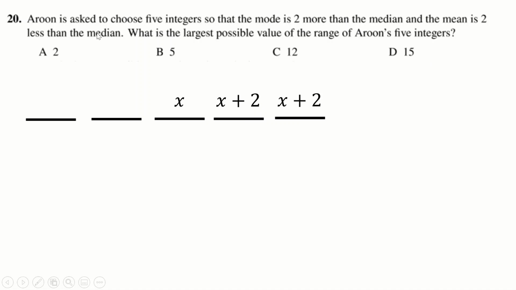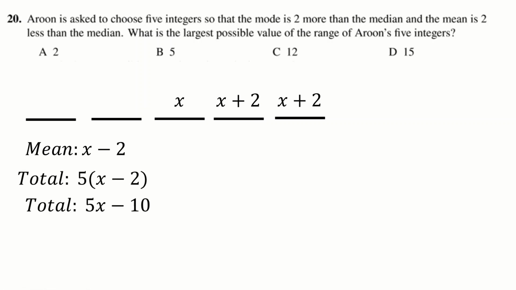Now the mean is 2 less than the median. So if that's the median, the mean must be x minus 2. So therefore, what is the sum of all the numbers? Well, we just pretend every number was x minus 2, and add them all up, and we get 5 lots of x minus 2, which is 5x minus 10. So that's the sum of all the numbers. And now we think, okay, how do we make the range as big as possible? We've got two numbers left which don't have any restrictions on them. How do we make the range as big as possible?